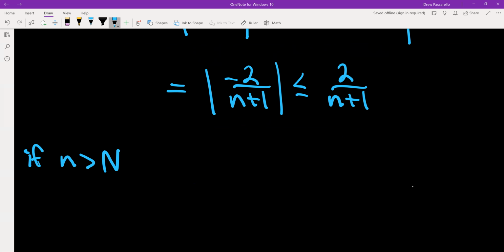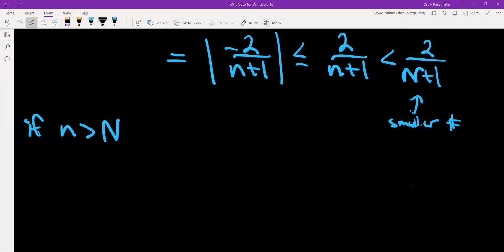So then we'd have 2 over little n plus 1 is going to be less than 2 over capital N plus 1, because we're dividing by a smaller number. The capital N plus 1 is a smaller number that we're dividing by than the lowercase n plus 1.